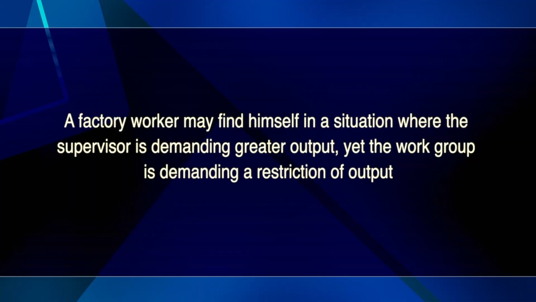In other words, role conflict occurs when an employee is placed in a situation where contradictory demands are placed upon her. For instance, a factory worker may find himself in a situation where the supervisor is demanding greater output, yet the work group is demanding a restriction of output. Similarly, a secretary who reports to several supervisors may face a conflict over whose work to do first.